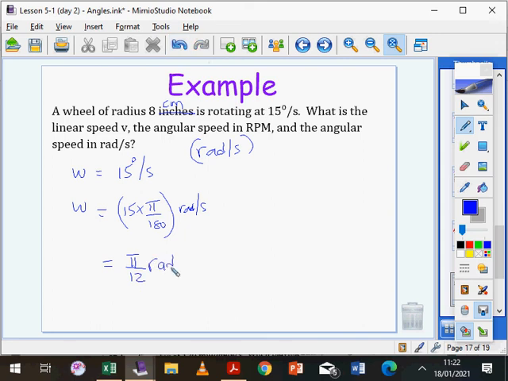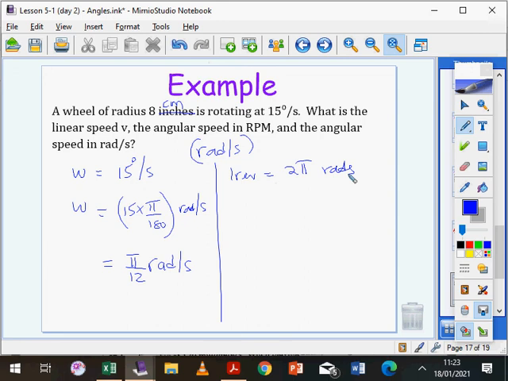12 radians per second. So what's my answer in radians per second? Now, if I want to change it to RPM, revolutions per minute, this same answer is in radians per second. I need to change it into revolutions per minute. Remember, 1 revolution equals 2 pi radians, right? So I need to first change this figure, pi out of 12 radians, into revolutions. How do I do that?